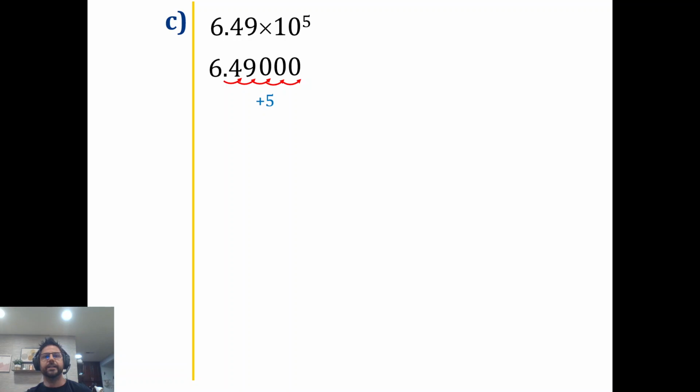If you can write it correctly, it's not going to be in the millions. It's going to be read as 649,000. Remember, don't say "and" in 649,000. That would be an incorrect statement.